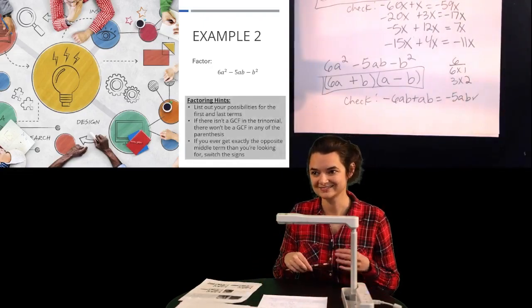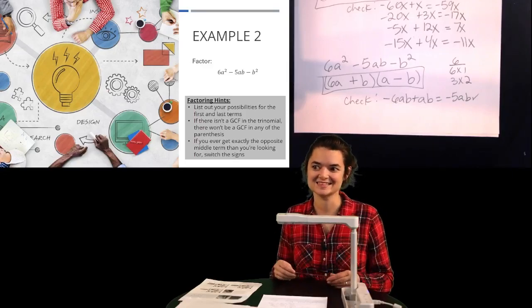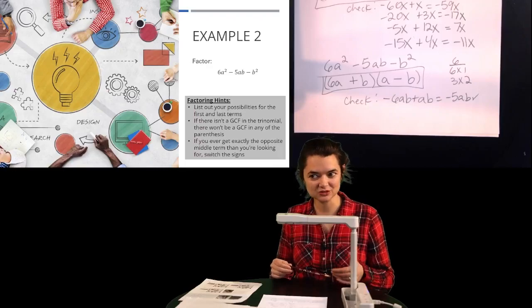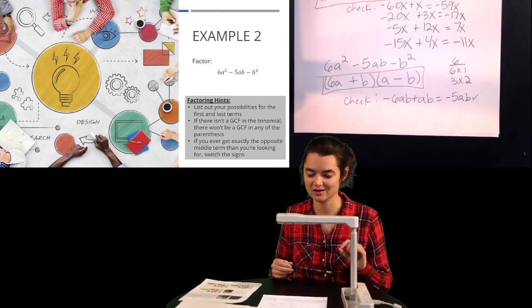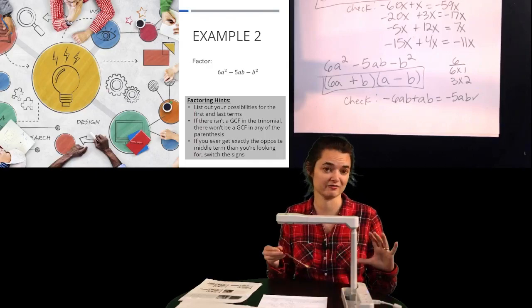So, we talked about this hint actually last time, but we'll add it in now. If you get exactly the opposite middle term that you're looking for, all you've got to do is switch the signs. Cut your checking in half.